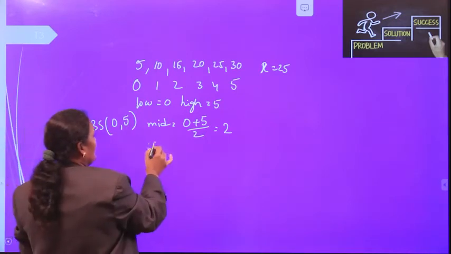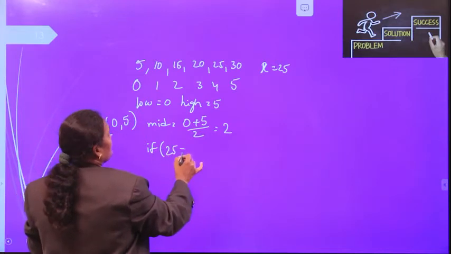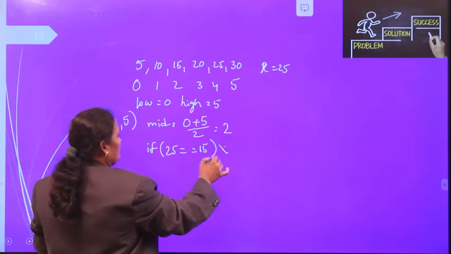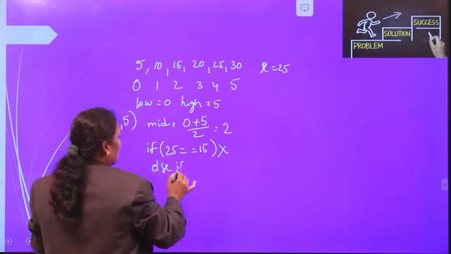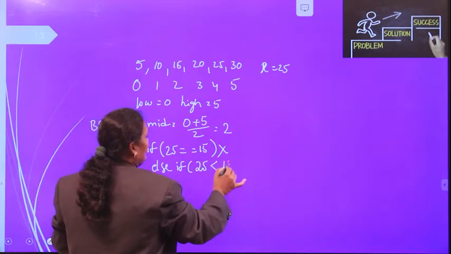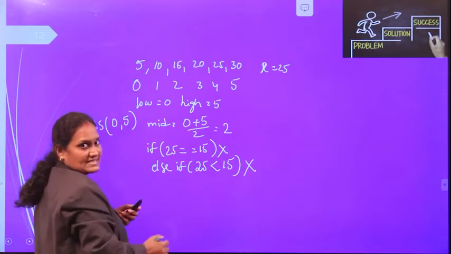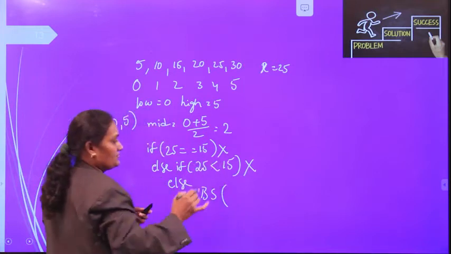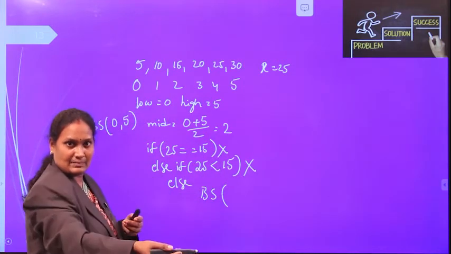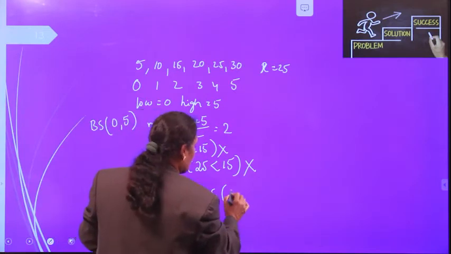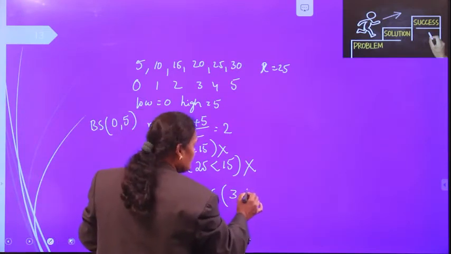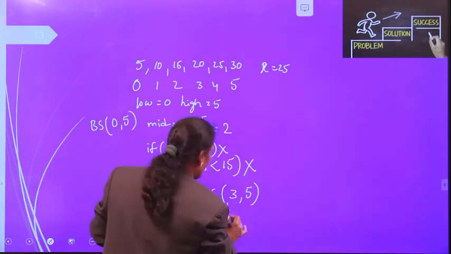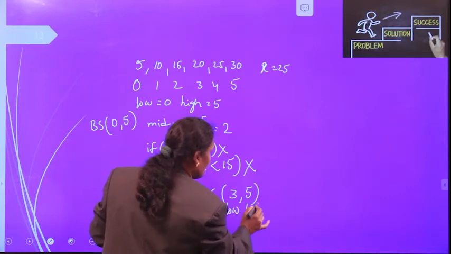Now I am going to compare the search element with the mid element. Here the mid element is 15, that is A of 2. So it is not equal. Else I am going to compare whether it is less or greater than A of mid. Here it is not less. In that case, what are we doing? The presence may be in the right subarray. So in this case, low becomes mid plus 1. So we are calling binary search for 3 to 5, that is, here low is 3 and high is 5.